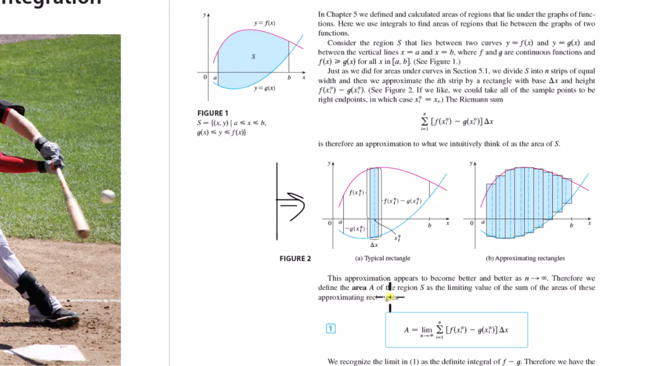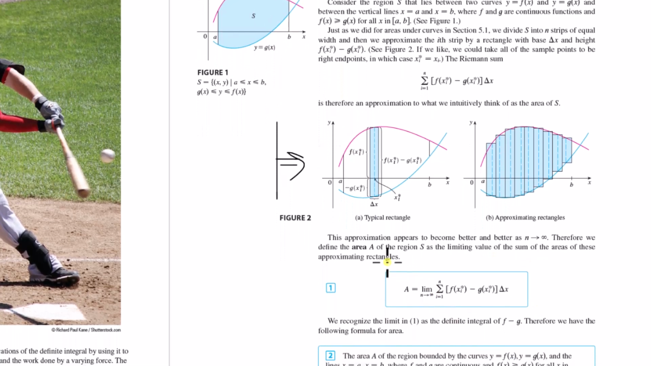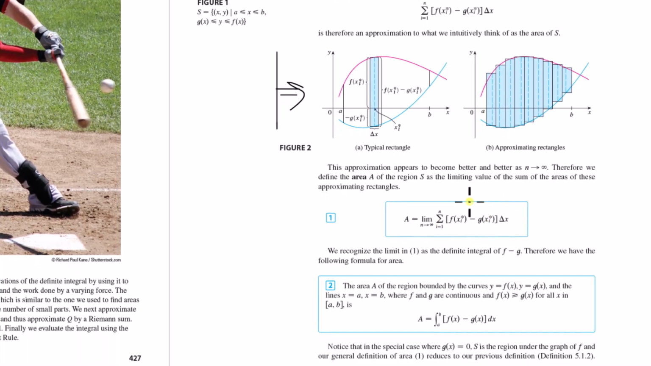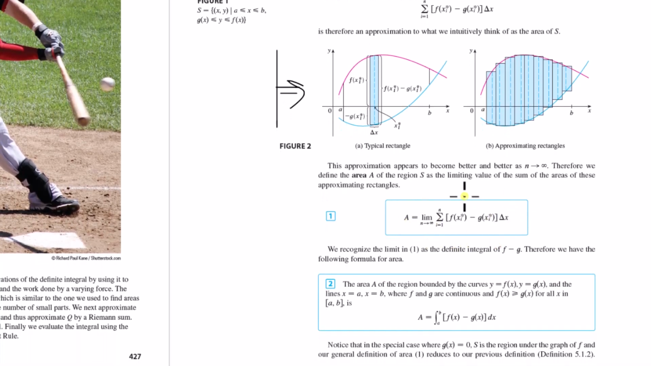Okay, so therefore we define the area A of the region S as the limiting value of the sum of the areas of these approximating rectangles. As n approaches infinity of the Riemann sum, that's the area we're looking for. That's the area between the curves. Okay, so there we go. There's the area. Next step is, okay, but we want to write this in integral notation. How do you do that?